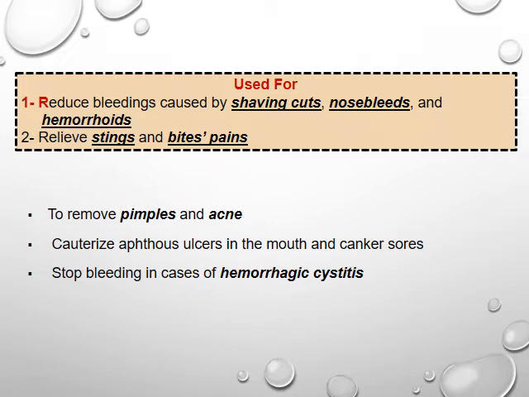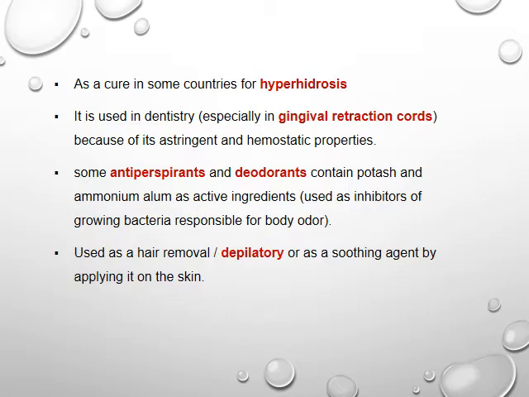Alum is also used to reduce bleeding caused by shaving cuts, nose bleeds, and hemorrhoids. It is also used to relieve stings and bite pain. It's also used to remove pimples and acne, cauterize epithelial ulcers in the mouth and canker sores, and stop bleeding in cases of hemorrhagic cystitis. Alum is used as a cure in some countries for hyperhidrosis, هي الإفراط في التعرق.